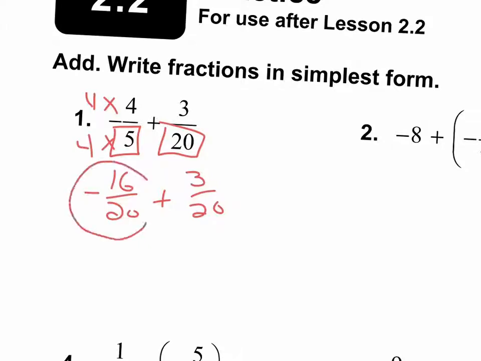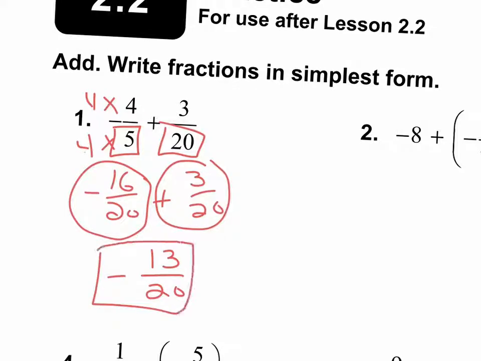We're going to circle our terms. So circle negative 16 20ths, positive 3 20ths. Opposite signs, we subtract them. So if they're opposite signs, we subtract. So 16 minus 3 is 13 over 20. And then 16 20ths is more than 3 20ths, so we keep the negative sign. So my answer is negative 13 20ths.